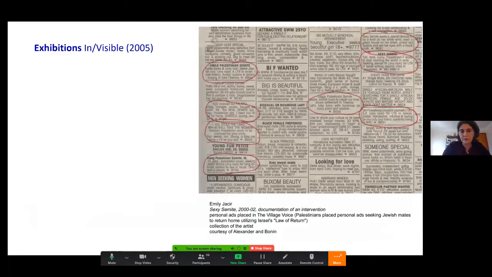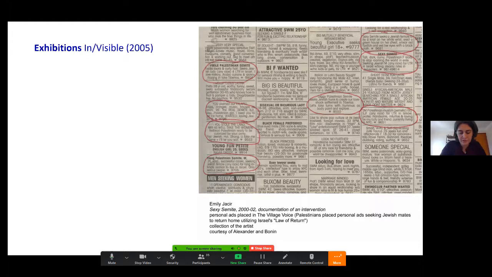This one was also part of that exhibit, and I like it because it's very tongue-in-cheek, very smart and typical of Emily Jasser's work. It's an intervention piece. She asked friends of hers to send personal ads to the Village Voice, asking to meet and marry or get together with a Jewish person so they could go back to Israel and live there.